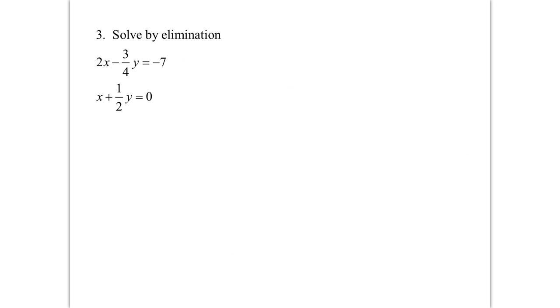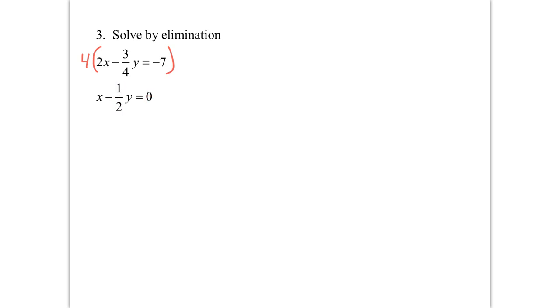So right here, guys, we do have fractions again. You want to solve by elimination. Just get rid of the fractions. That's the first thing before you start actually canceling or eliminating one of the variables. So the top equation, you have a fraction: 2x minus 3 over 4y equals negative 7. So my denominator is 4, so I'm going to have to multiply the top equation by that number, which is 4. And the bottom equation, we have x plus 1/2 y equals 0.